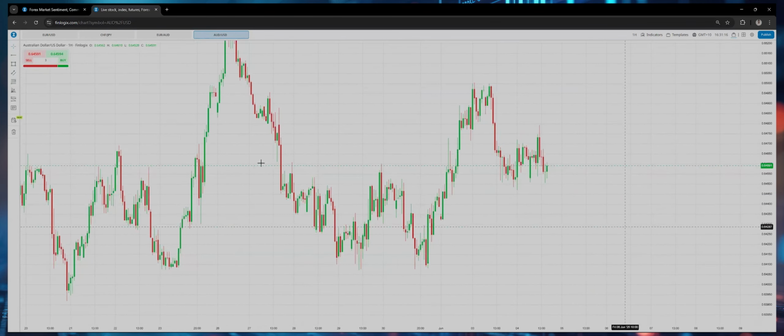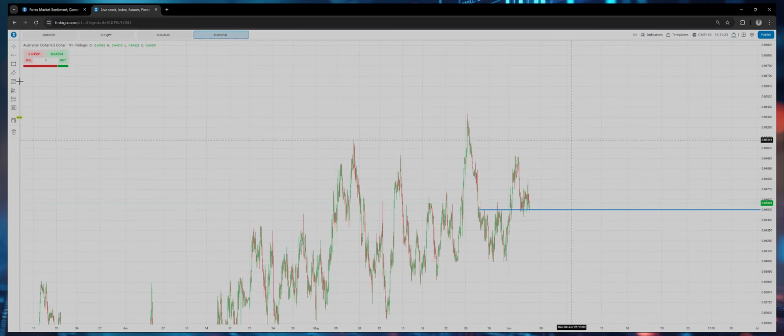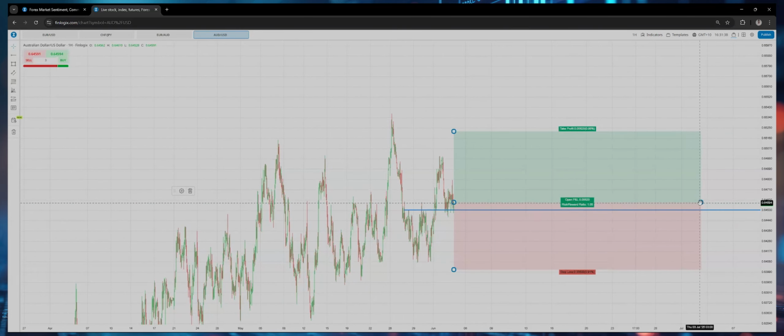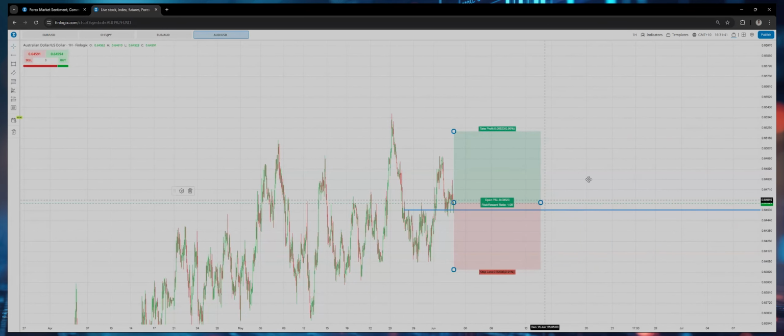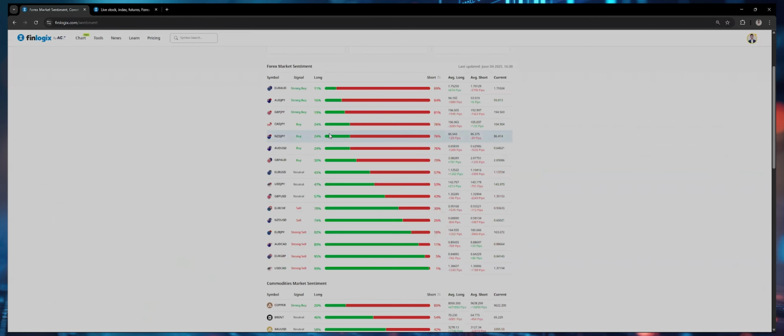We do have somewhat of a support here that we can possibly go above those highs. So long here, stop loss could be, it would be best to be down here, and the take profit could be at least 1 to 2. Okay, so 65,800, sorry. 65,800 would be the one. Okay, so yeah, that's my opinion into Aussie dollar.